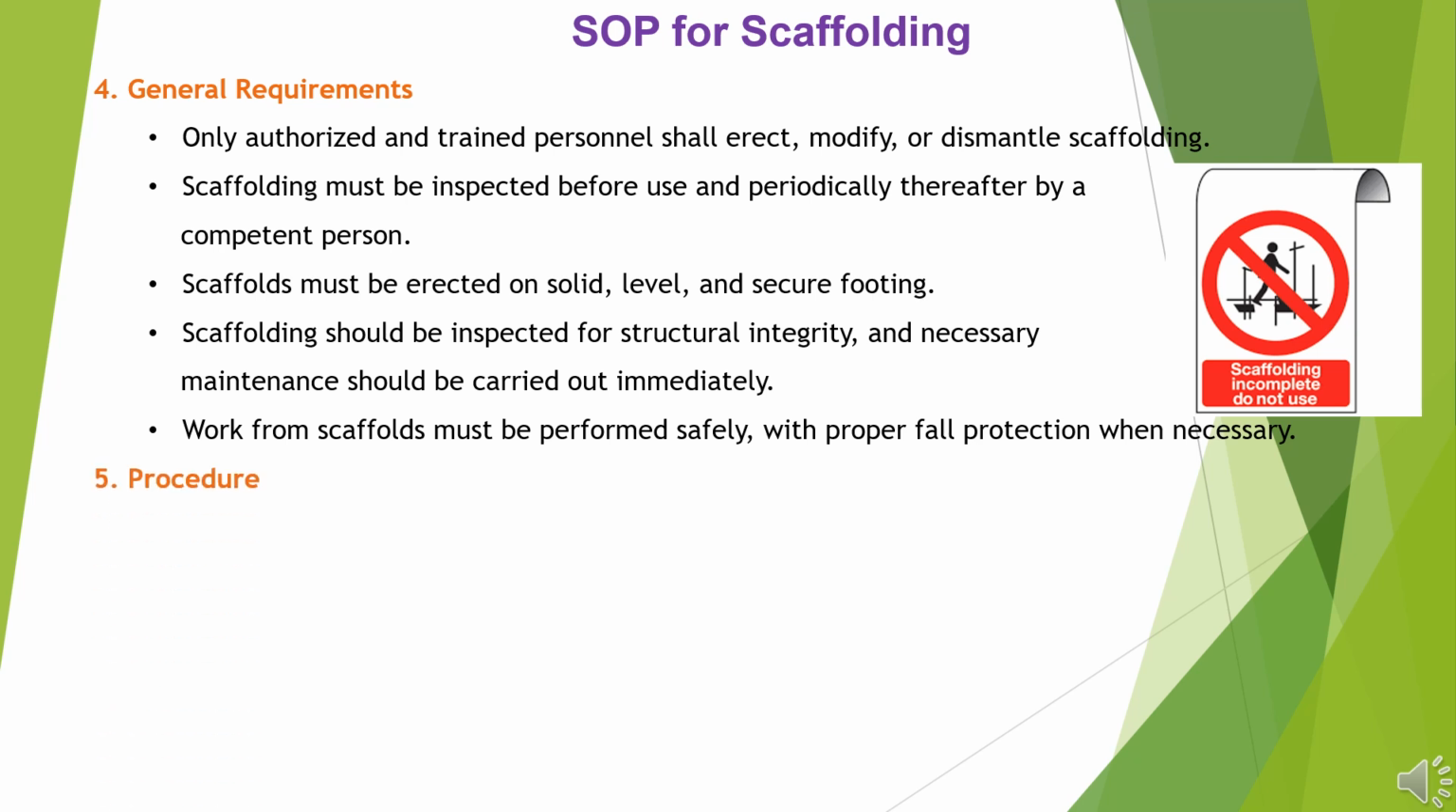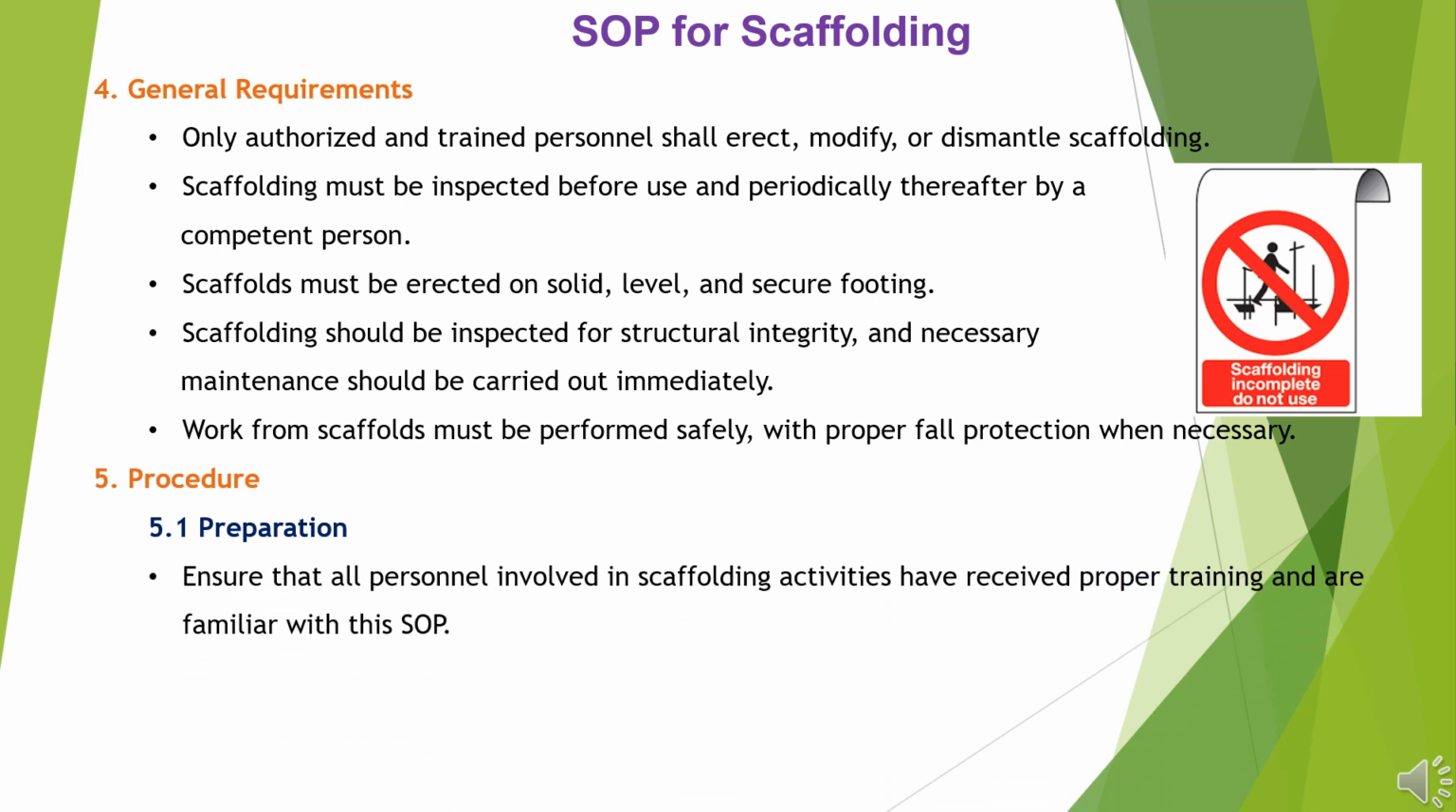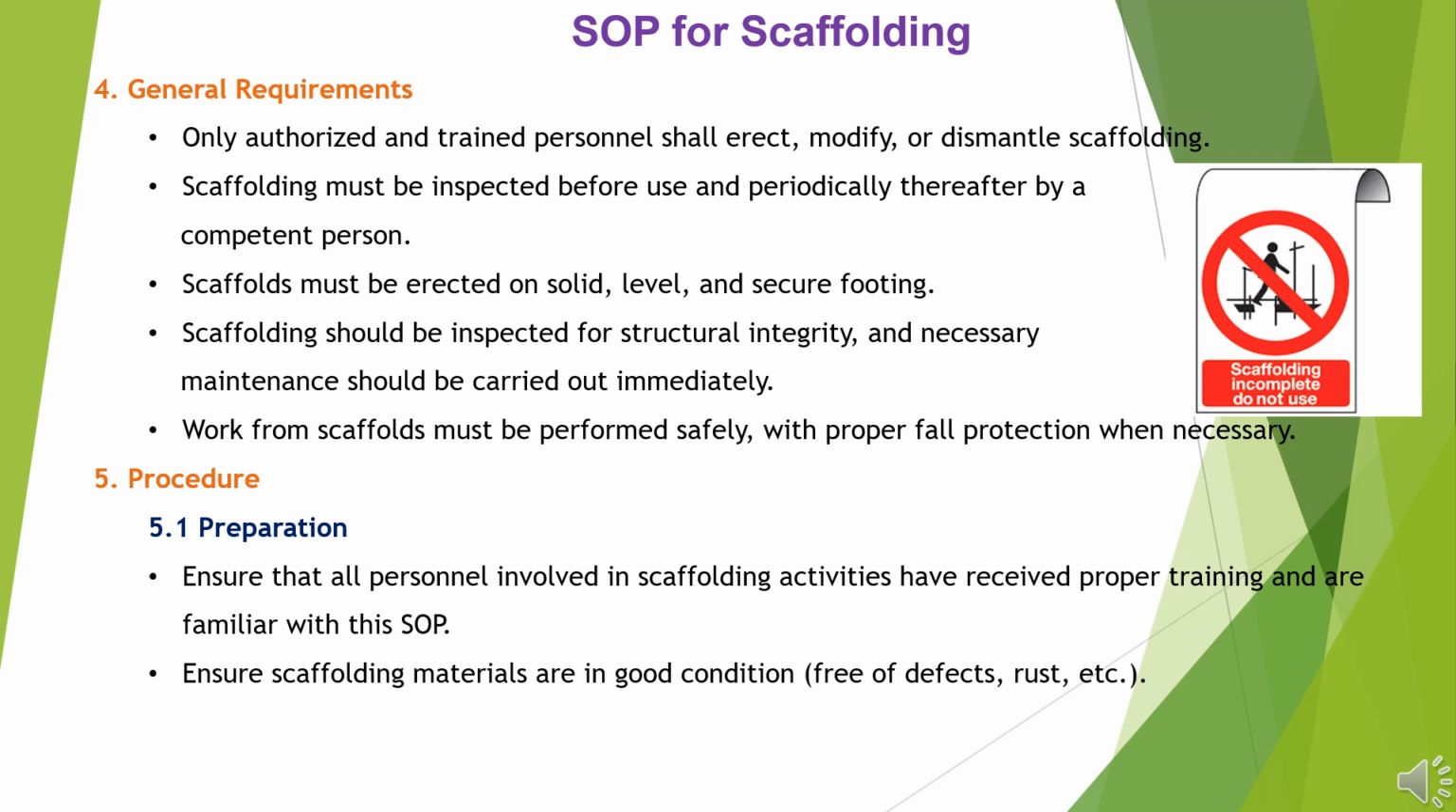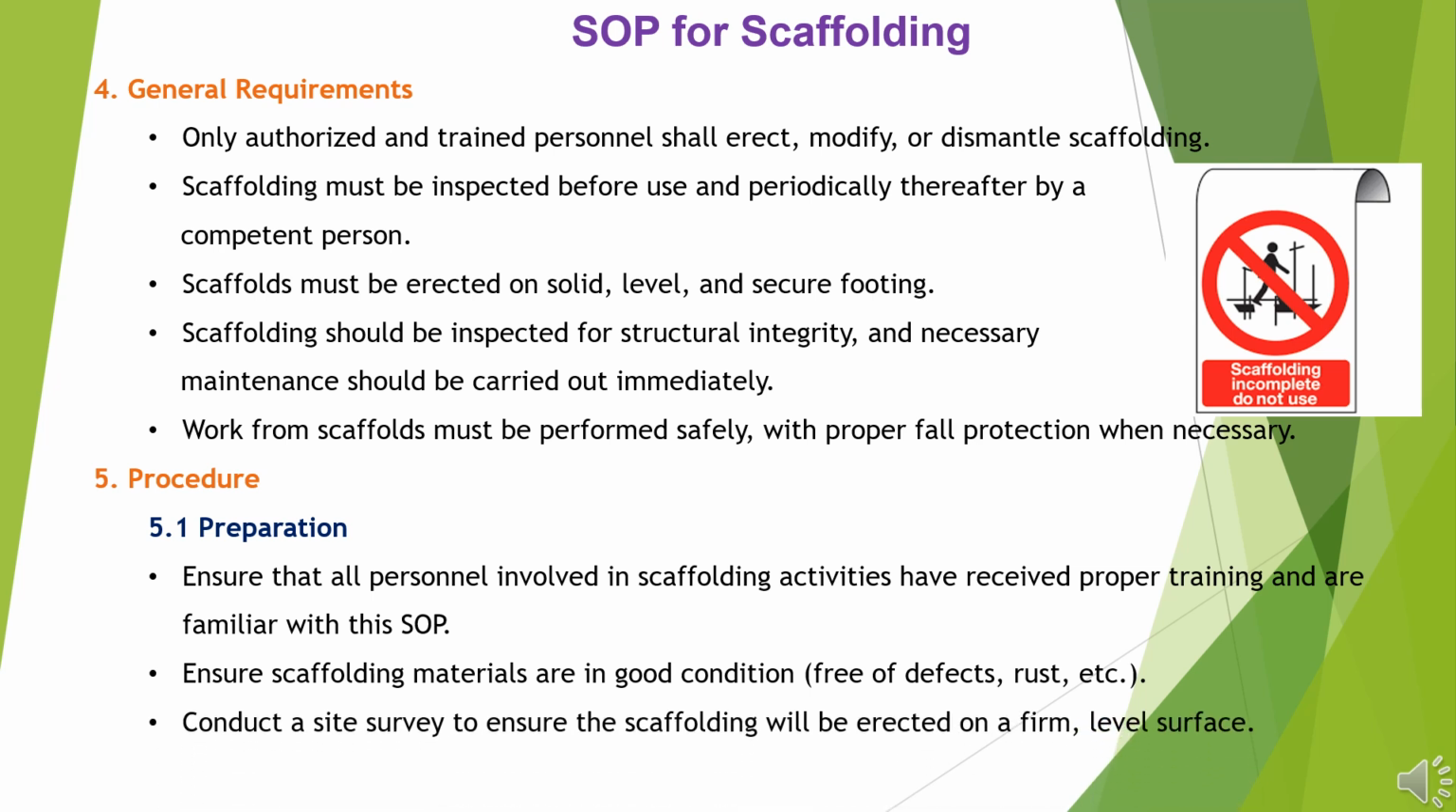5. Procedure. 5.1 Preparation. Ensure that all personnel involved in scaffolding activities have received proper training and are familiar with this SOP. Ensure scaffolding materials are in good condition, free of defects, rust, etc. Conduct a site survey to ensure the scaffolding will be erected on a firm, level surface. Mark out areas to avoid unauthorized access.